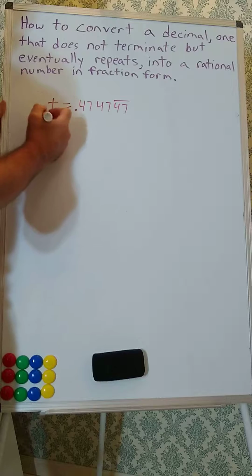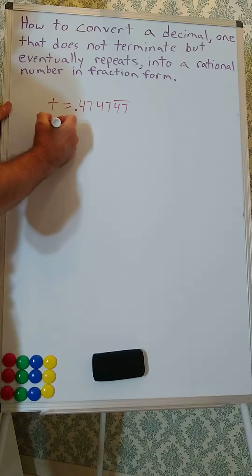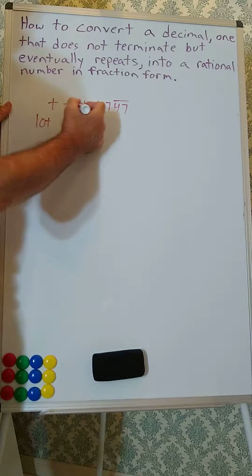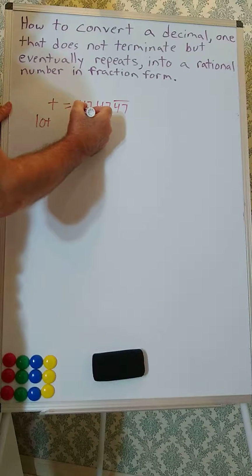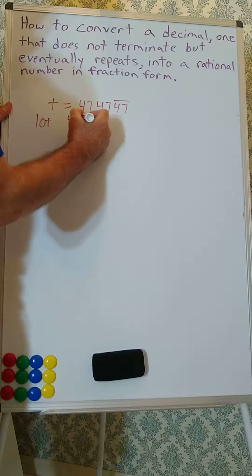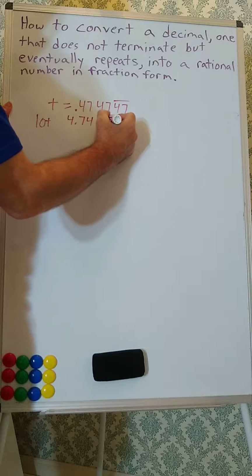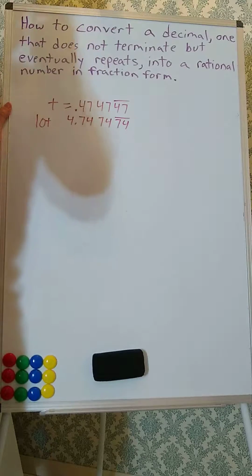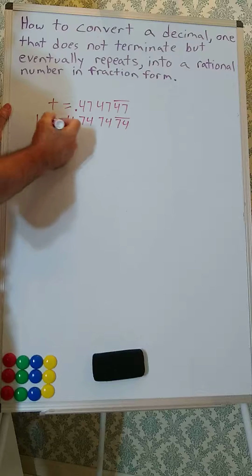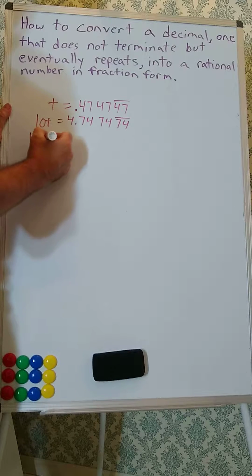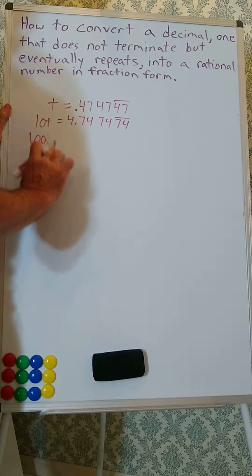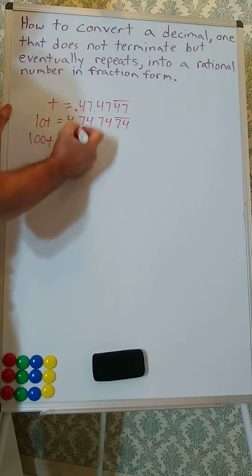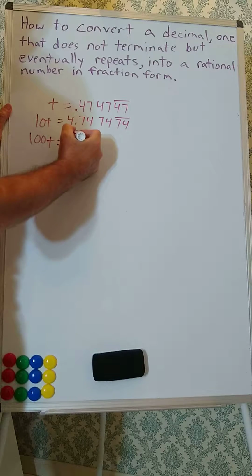I'm going to first look at 10t. Well, if we multiply t by 10, we have to multiply this by 10. So the decimal will go one place over, so we'll have 4.747474. See, that's repeating. If we multiply t by 100, we get 100t, and that equals, well, the decimal's going to move two places, so now we have 47.474747.